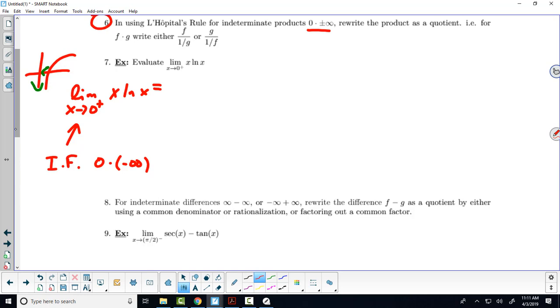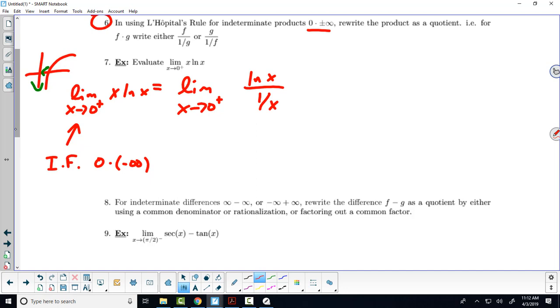So what does my little rule up here say to do? It says to try rewriting it as a quotient. So I think what I'd like to do is to rewrite the problem this way. I'm going to take this natural log below the line. I have to write it as 1 over the natural log of x. I'm a liar, that would work, but I want to do it this way. So I want to do the natural log of x over 1 over x.